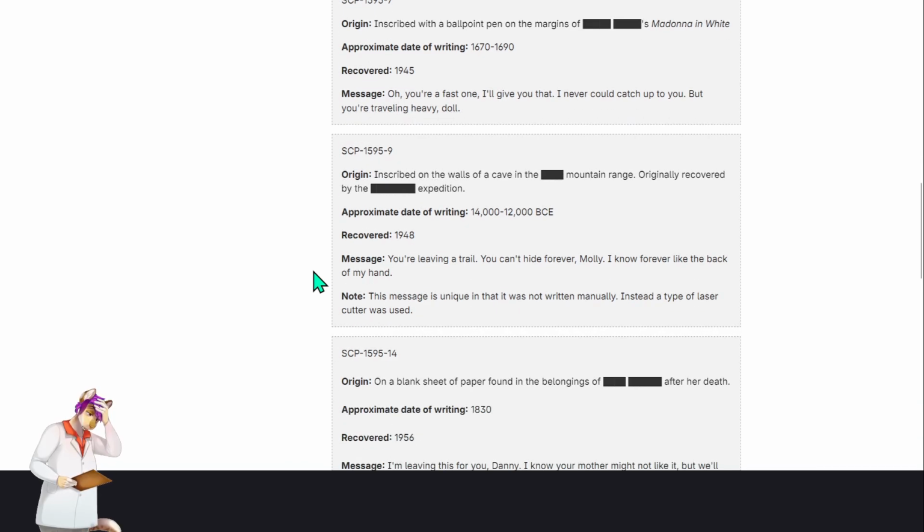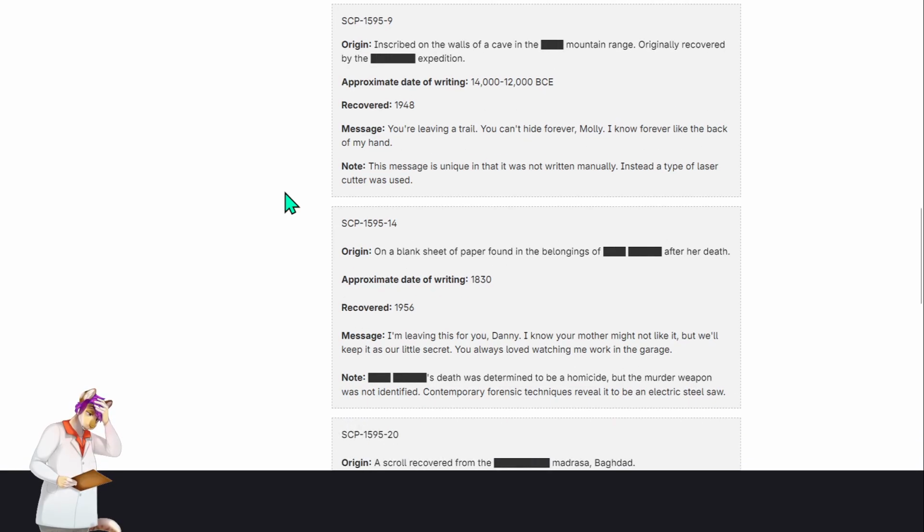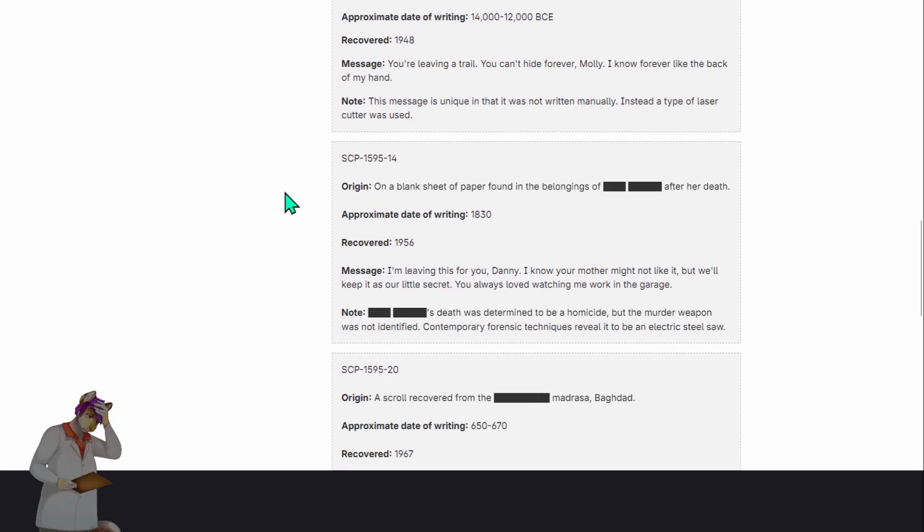Inscribed on the walls of a cave in a mountain range somewhere, originally recovered by the Blank expedition. Approximate date of writing 14,000 to 12,000 before Common Era. Recovered in 1948. Message: "You're leaving a trail. You can't hide forever, Molly. I know forever like the back of my hand." The message is unique in that it was not written manually. Instead, a type of laser cutter was used.